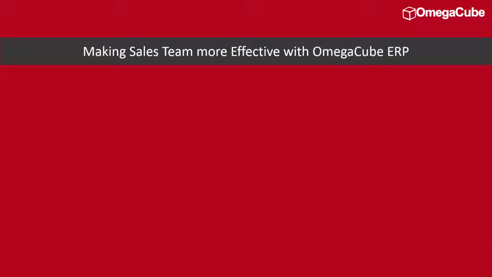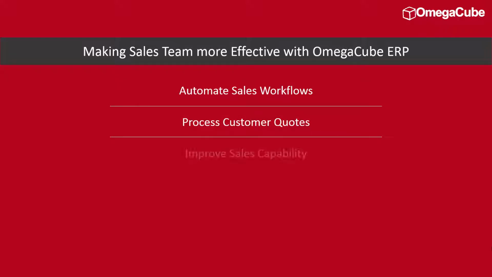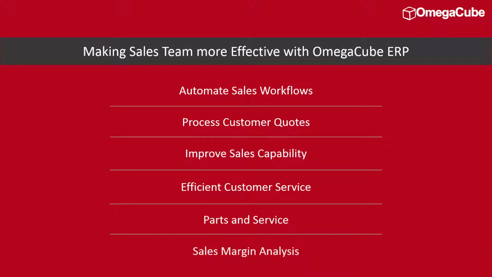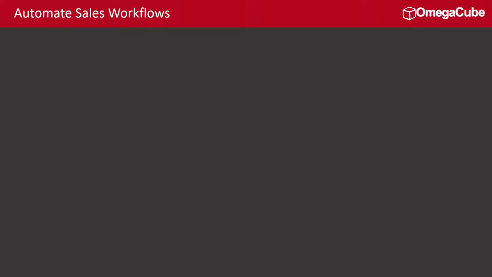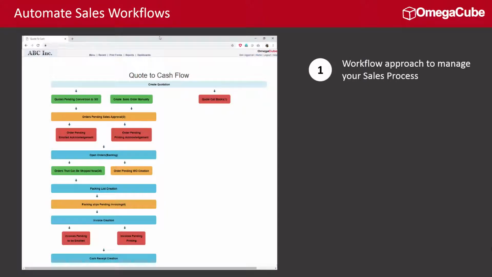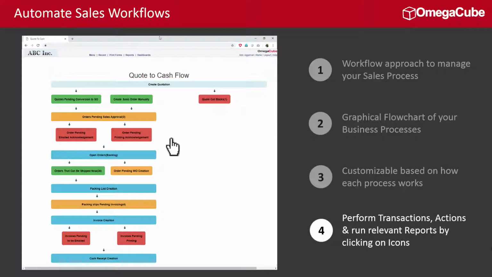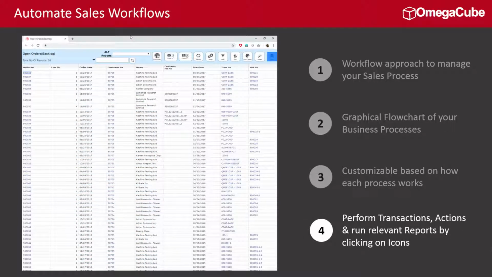With OmegaCube ERP's advanced sales management module, manufacturers are able to automate sales workflows, process customer quotes, improve sales capability, efficient customer service, parts and service, and sales margin analysis. OmegaCube ERP provides a visual representation of workflows to manage your sales processes. The graphical flowchart represents the entire sales process, and can be easily customized based on how each process works. Operating personnel can easily perform various sales order transactions at the click of a button, depending on the phase of operations they are in currently.